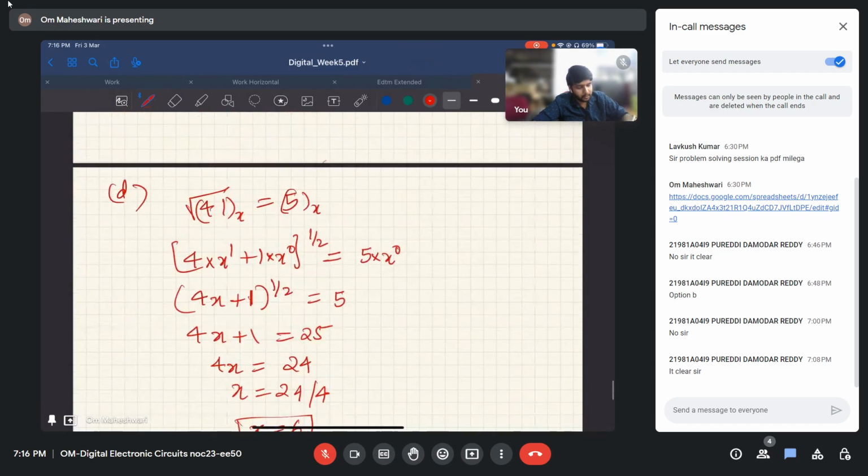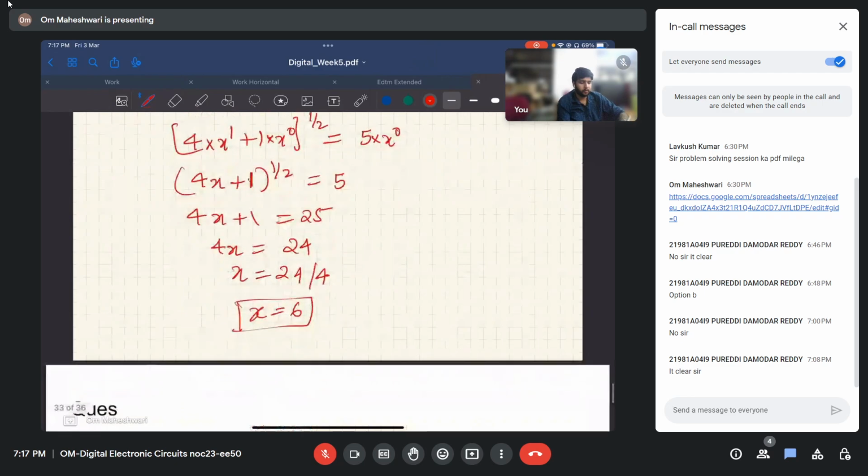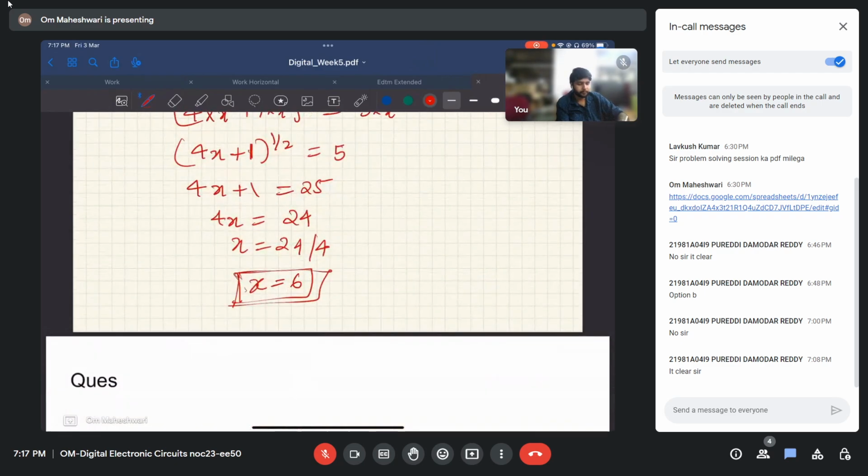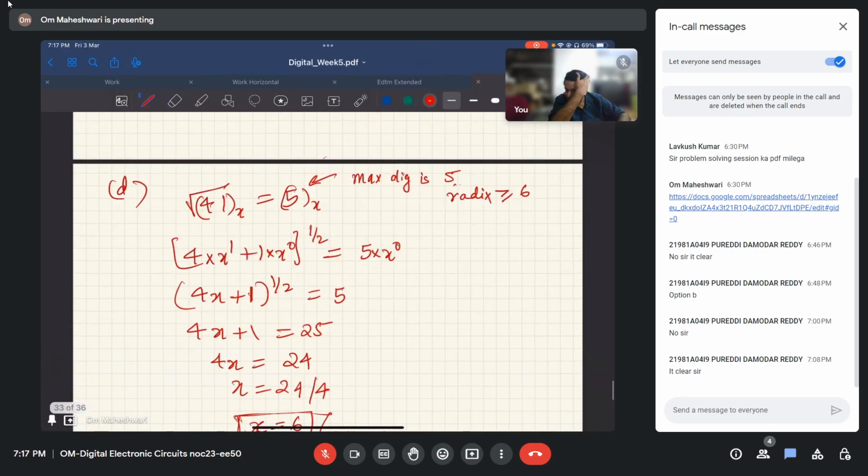Also, we see the largest digit is 5, so we could have said that the radix was greater than or equal to 6. And here we found that it is exactly 6. So this was the last question.